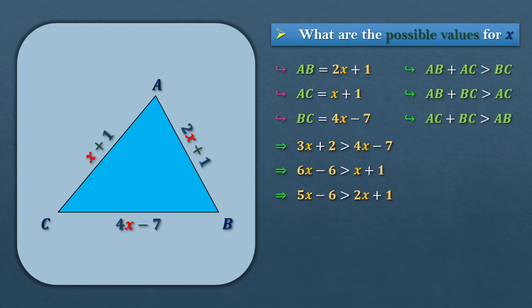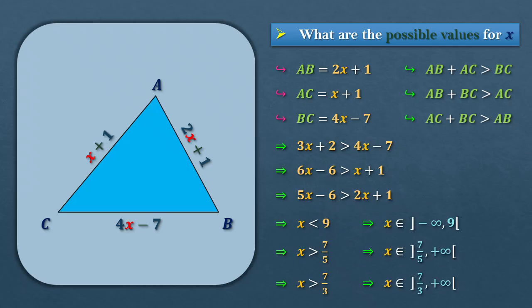This implies that, from the first inequality, x is strictly less than 9. And from the second inequality, x is strictly greater than 7/5. And from the third inequality, x is strictly greater than 7/3. This means x belongs to the open interval from minus infinity to 9. And x belongs to the open interval from 7/5 to plus infinity. And x belongs to the open interval from 7/3 to plus infinity.